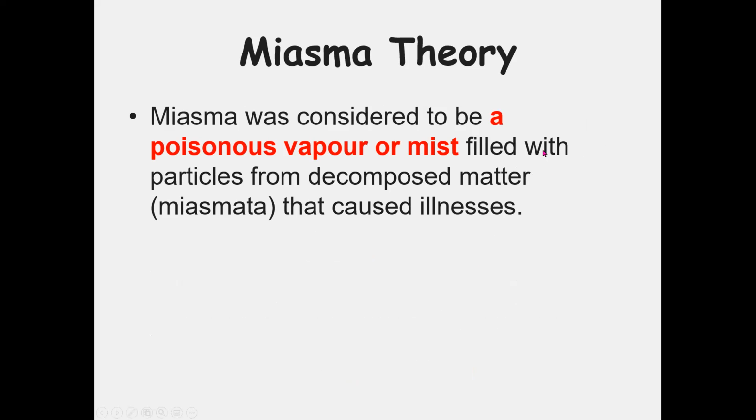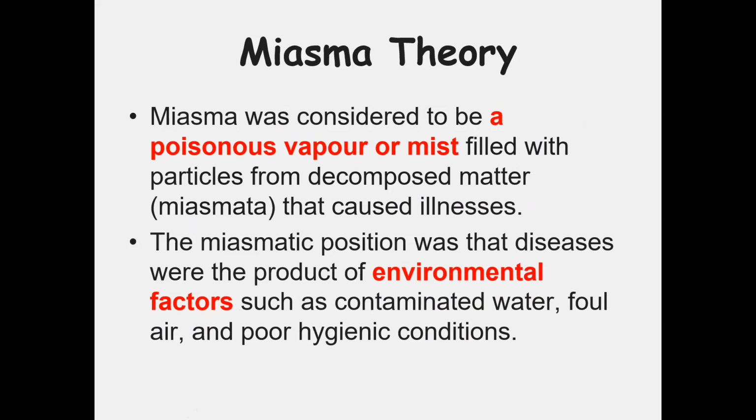So the miasma was thought to be a poisonous vapor, some sort of a mist filled with particles from decomposing matter. And this decomposing matter is called miasmata, and that caused sicknesses. So the miasmatic position was a product of the environment. Things like water, bad air, poor hygienic conditions. And again, this is before the germ theory. So they had no idea.